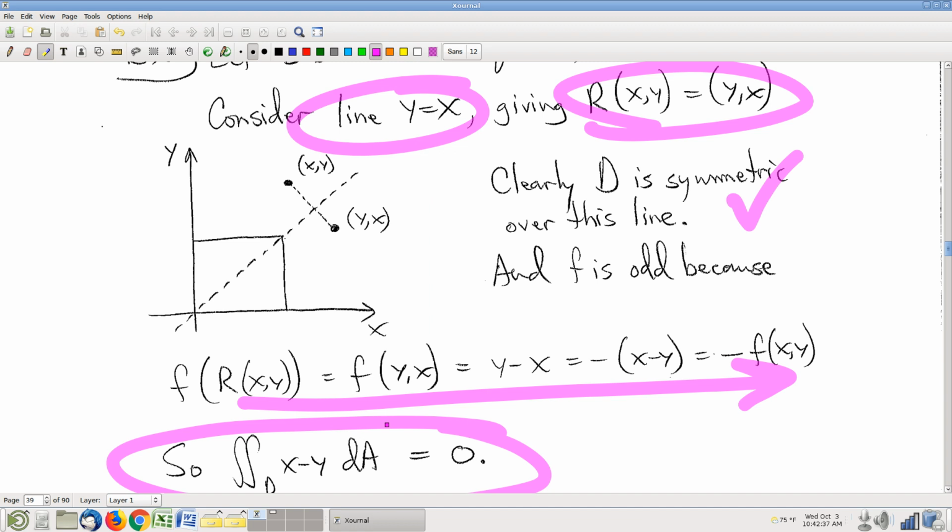And no surprise, the world's full of symmetries, right? The world is full of stuff like spheres, for example. The world's full of spheres, the world's full of circles. Symmetric, right?